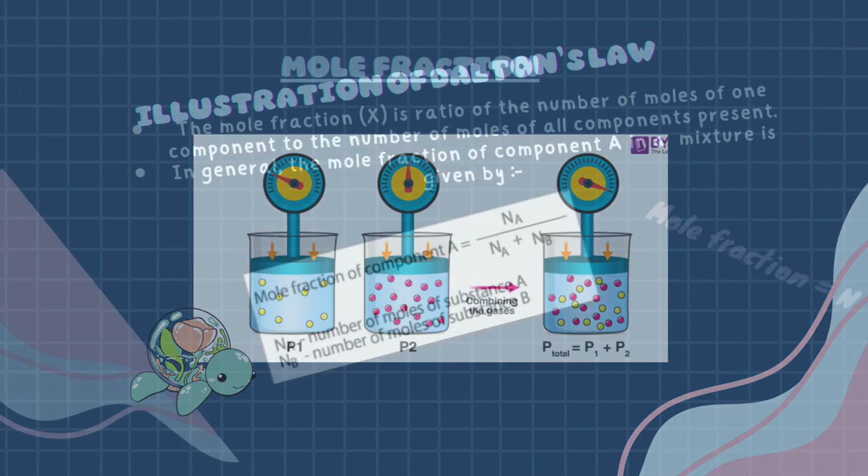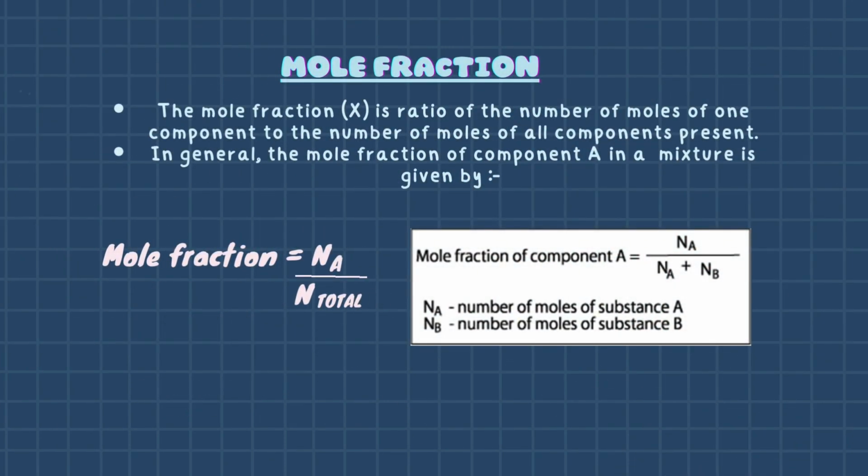Mole fraction. The mole fraction X is the ratio of the number of moles of one component to the total number of moles of all components present. In general, the mole fraction of component A in a mixture is given by X_A equals nA over n total, which is nA over nA plus nB, where nA is the number of moles of substance A, and nB is the number of moles of substance B.